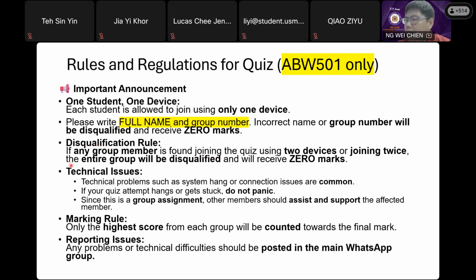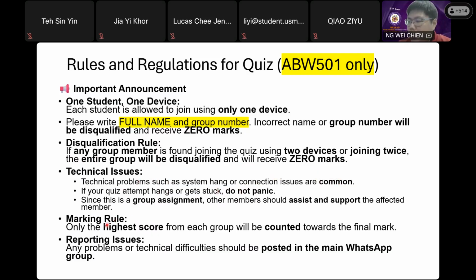Okay, good. Now, in terms of technical issues, don't worry. Because we are using quizzes and a lot of students are joining the quizzes at the same time, technical issues like system hang and connection issues are very, very common. So if your quiz hangs and gets stuck, don't panic. You don't have to rejoin. Because remember, quiz is a group assignment.